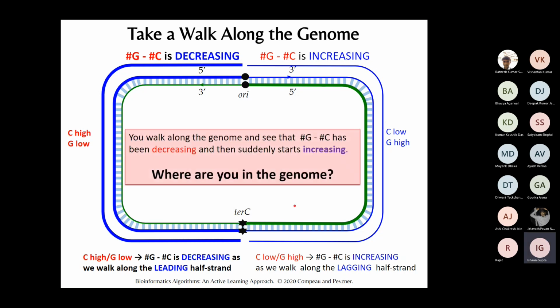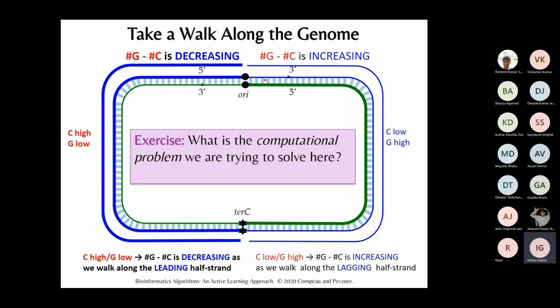Okay, so you can walk along the genome, you can look at the value of G minus C in a window, and if it suddenly changes from decreasing to increasing, then you most likely are at the origin of replication. So it's decreasing, decreasing, decreasing, and suddenly it starts to increase. It's increasing, increasing, increasing, and suddenly it starts to decrease. So you are at termination when you have this kind of phenomenon, and you are at the origin when you have the other kind of phenomenon. All right. So can we now use this information to pinpoint where the origin of replication might be lying?